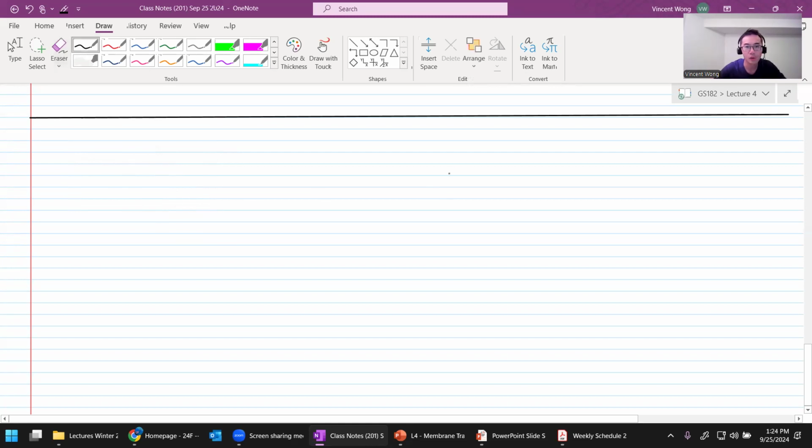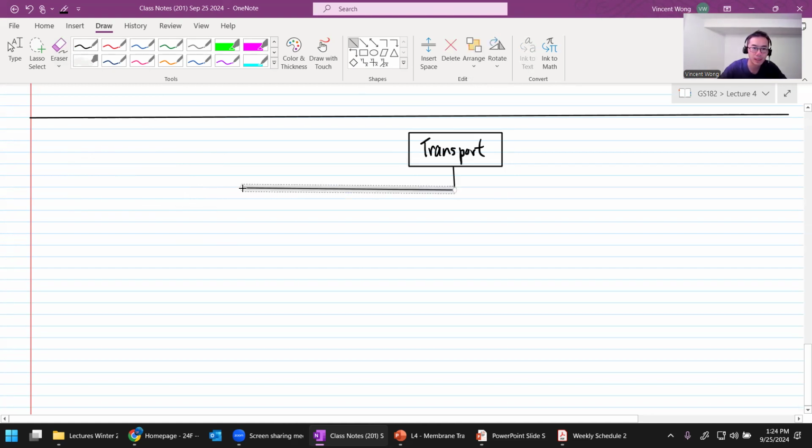So this is transport across the cell membrane. That's what we're talking about: moving things across the cell membrane. There are two kinds of transport here. Let's start with passive transport.